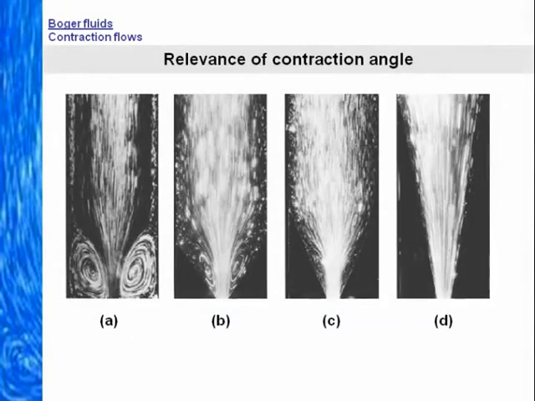David Boger's experiments have shown that contraction ratio is not the only important variable. The contraction angle is also relevant. So we show a sequence for the same liquid with diminishing contraction angle. Flow conditions are very similar in each case, and we see the not unexpected disappearance of the vortex structure as the contraction geometry becomes less abrupt.